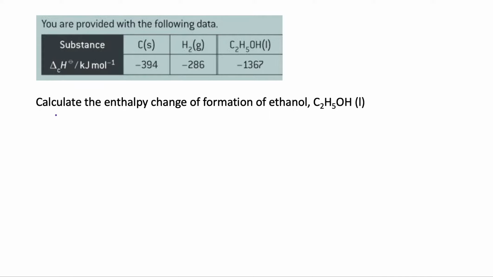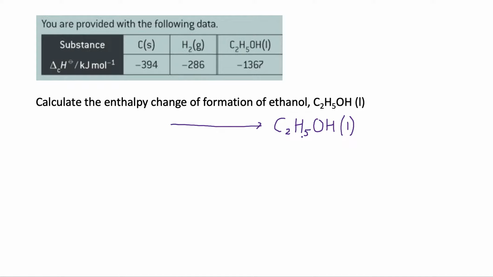The first thing you need to do to construct your Hess cycle is write down the equation for the enthalpy change of formation of ethanol. Okay, they haven't given that to us here, so that's the first thing we need to do. The definition of a standard enthalpy change of formation includes the fact that you have to form 1 mole of the compound from its elements. So we have to make 1 mole of ethanol in its standard state, which is liquid, and we have to form it from its elements in their standard state.